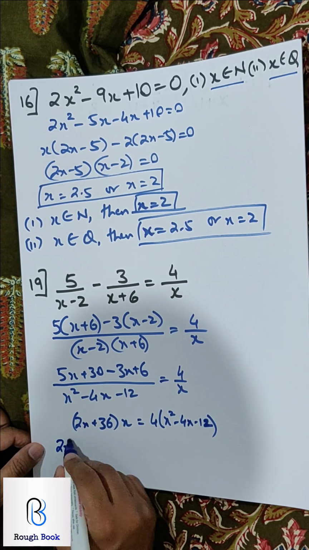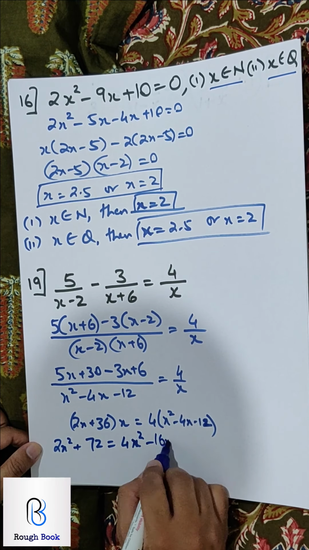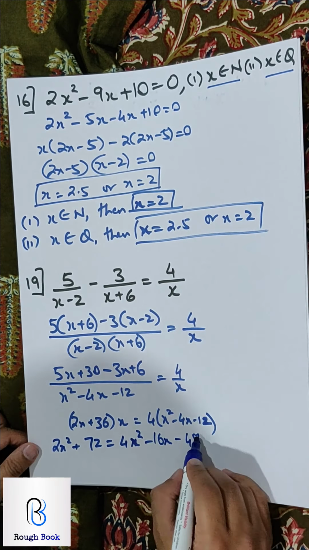So I get 2x square plus 72, 4x square minus 16x minus 48. So 4x square minus 2x square gives me 2x square minus 16x and minus 48 minus 72, so both minus 120 equals 0. I'll have to divide this further by 2. So dividing by 2 I get x square minus 8x minus 60. So for 60, what factors will I take? One is 10 and 6. 10 and 6 doesn't give me this. Second can be 15 and 4. That also doesn't give me this. So we'll have to think.